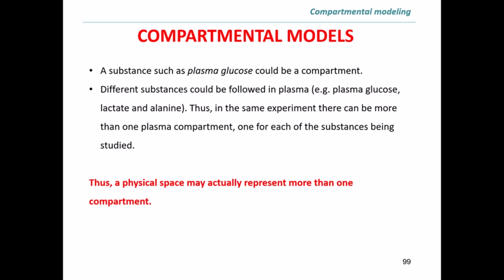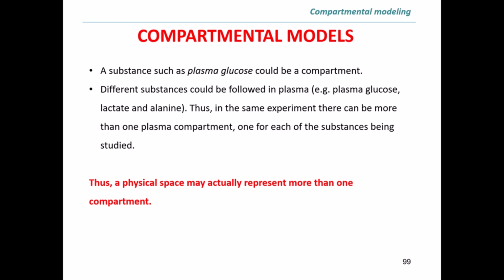What can we consider as a compartment? For example, a substance such as plasma glucose could be a compartment. And then different substances could be followed in the plasma, for example, plasma glucose, or plasma lactate, or plasma alanine. Thus, in the same experiment, there can be more than one plasma compartment, one for each of the substances being studied. This leads to the consideration that a physical space may actually represent more than one compartment.